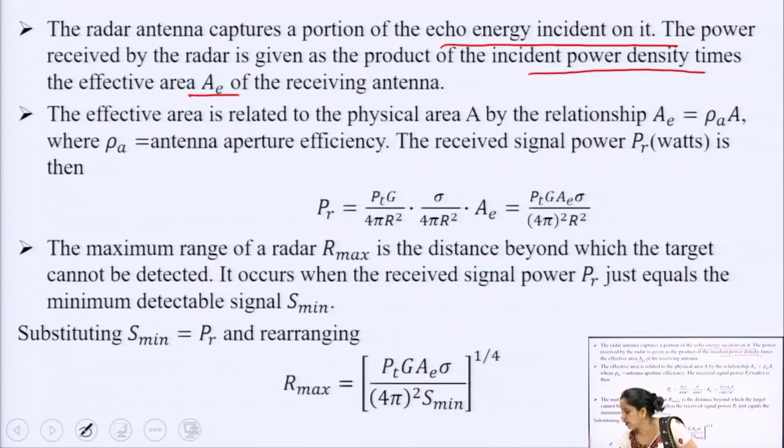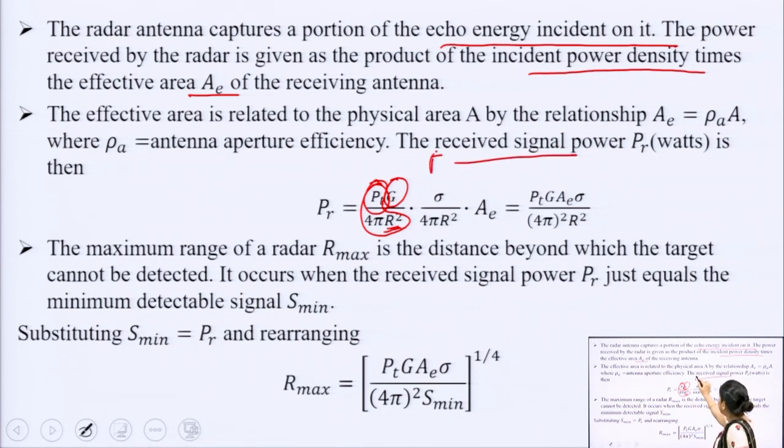And for your convenience, I am again repeating what all this is. Now, PT, if you are able to remember, is the power of the transmitting antenna when the actual radar is transmitting the signal. And G is the gain of the antenna. PT upon 4 pi R square is basically the power density, and R is the range between the radar and the target. G is the gain of the transmitting antenna.